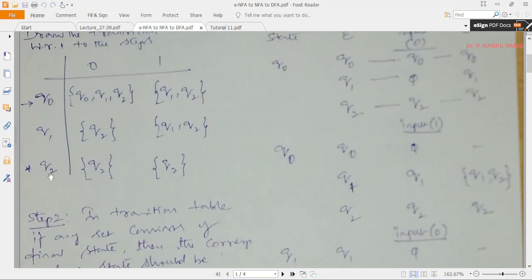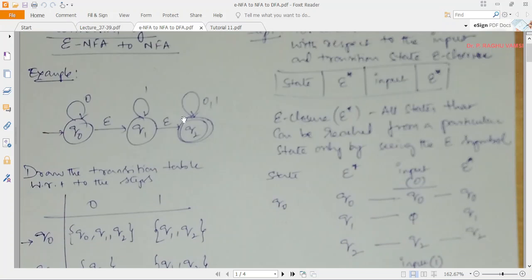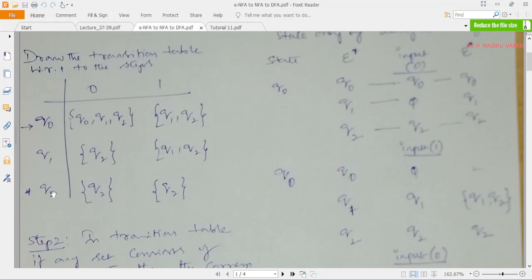Next we will move on to the final state, which is Q2. Q2 closure is Q2 itself. Q2 on 0, it is going into Q2 itself. Again, closure of Q2 is Q2. Q2 on 1, it is resulting into Q2 state itself. And epsilon closure of Q2 is Q2 itself. So that is the reason Q2 on 0 is going to Q2, and Q2 on 1 going to Q2.